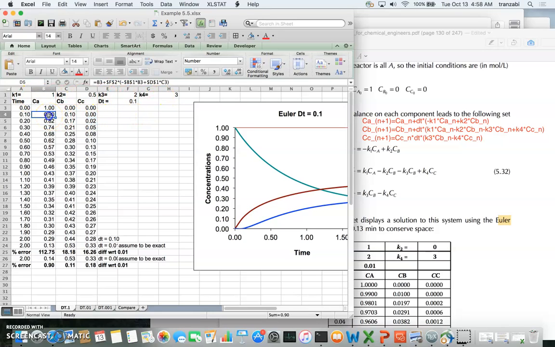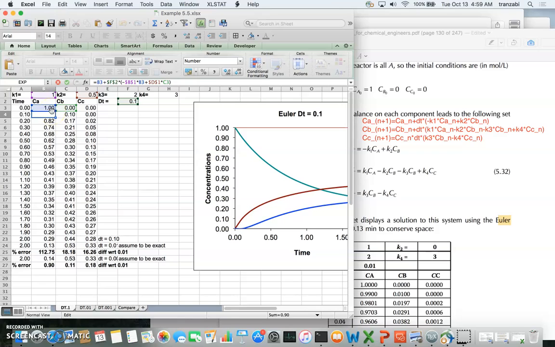Okay, so let's look at the concentration of CA in the next time step. It is going to be the concentration in the previous step, which is the blue cell, plus dt. So here's dt, F2, times minus K1 CAn, where K1 is the purple cell, times the blue cell, which is CAn, plus K2 times CBn. K2 is the brown cell, and then times the concentration in the current cell of CB. So this is CB, the green cell right here.